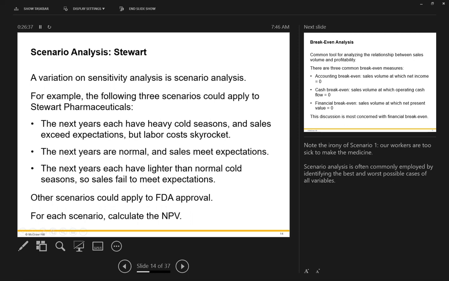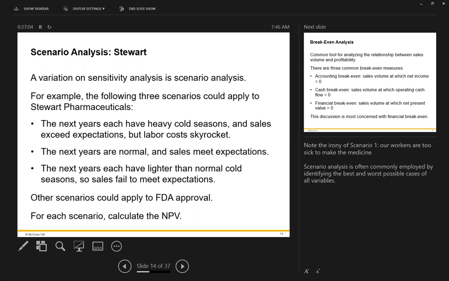Now, you can do a variation on sensitivity analysis, which is scenario analysis. We have a couple of practice problems and graded problems related to this. So scenarios now look at normal, best, and worst at a minimum here. So we're just looking at three scenarios.